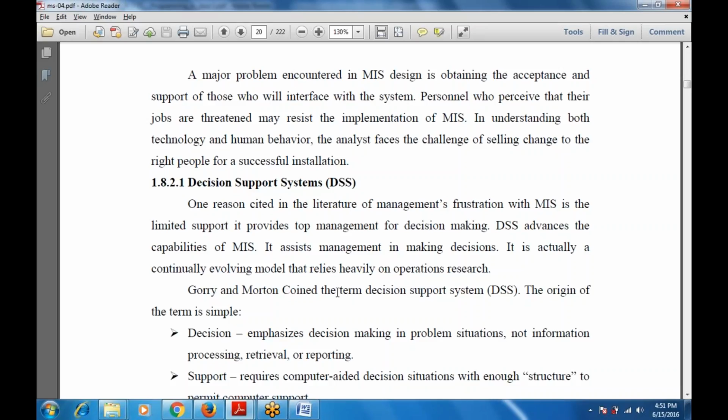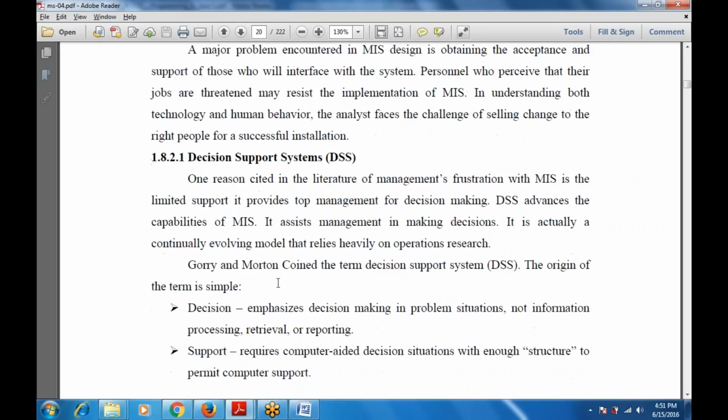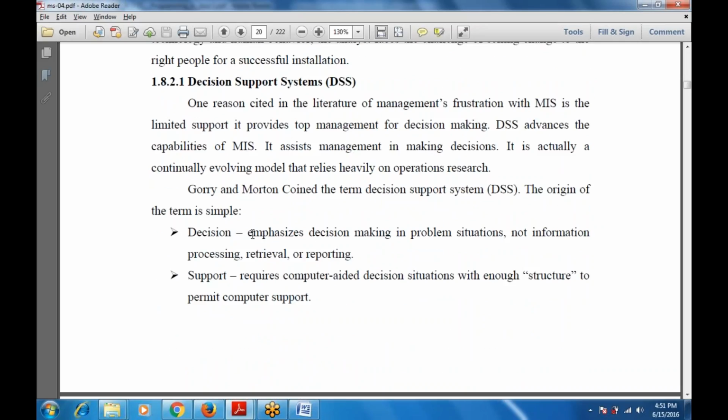Now, what is the meaning of the DSS? That is, what is the meaning of decision support system? Decision emphasizes decision making in problem situations, not information processing, retrieval, or reporting. That means decision, but what is the method of decision? If a scenario occurs, if a problem occurs, what is the main scenario? What is the main decision that is taken in the problem situations?